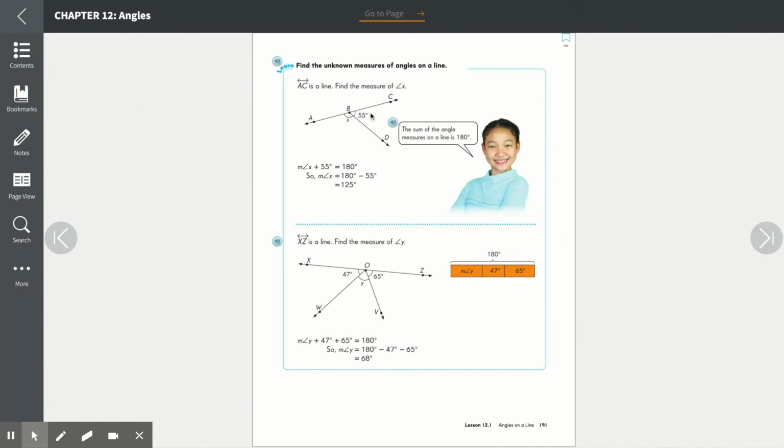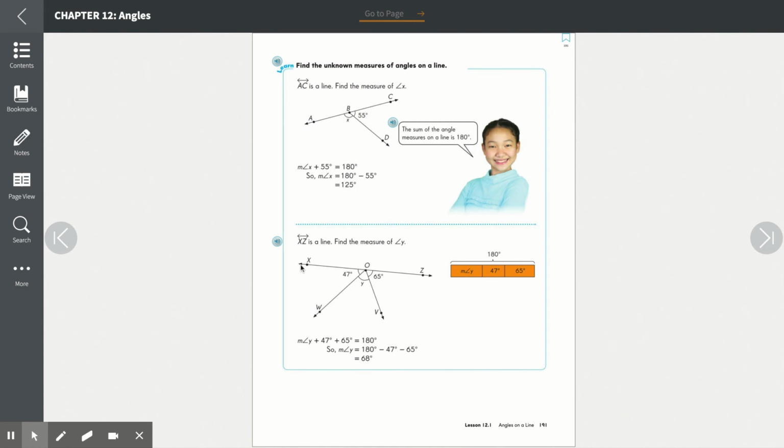So you can also find the unknown measures of angles on a line. If you know that a line is 180 degrees and you have the measure of one part of an angle, you can find the other side. So if you know that the measure of angle X plus 55 is going to equal 180, you also know that the measure of angle X is the same as 180 degrees minus the 55 degrees that we know. So then you'll know that angle X is 125 degrees. So if you know the measure of a line is 180, you subtract this part and you'll get the other part.